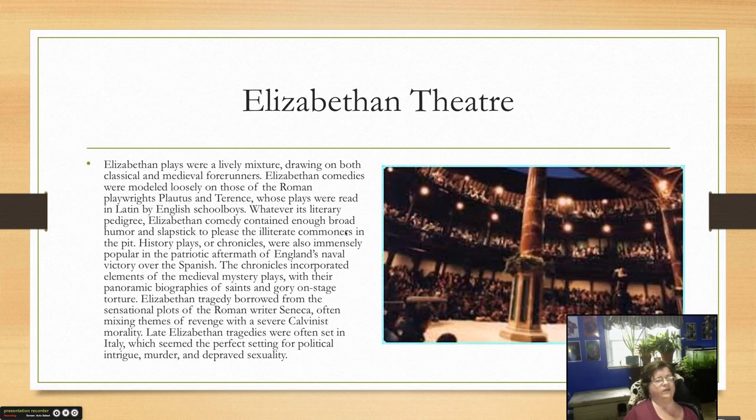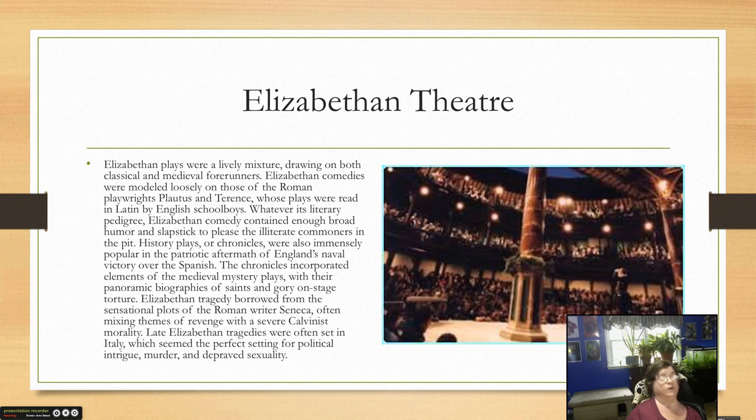Elizabethan plays were lively, drawing on both classical and medieval forerunners. Most of the Elizabethan comedies were modeled loosely on the Roman playwrights Plautus and Terence, whose plays were read in Latin by most English schoolboys. Whatever its literary pedigree, Elizabethan comedy contained enough broad humor and slapstick to please an illiterate commoner in the pits. Also, comedies at this time were basically love stories that always ended in marriage.